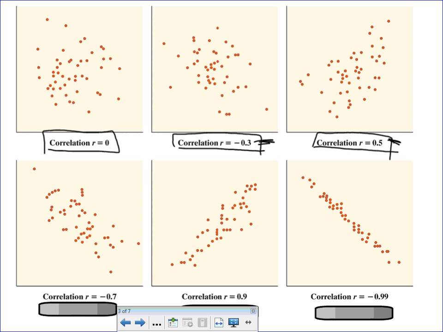And then we start to see this. So if you see this -0.7, that's moderately strong correlation, as is 0.7. And then 0.9 is very strong, and 0.99 is like ridiculously strong correlation. And so that's what R value is, and we'll see more examples of this.